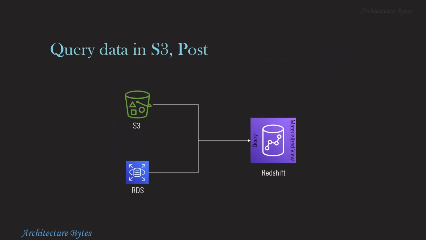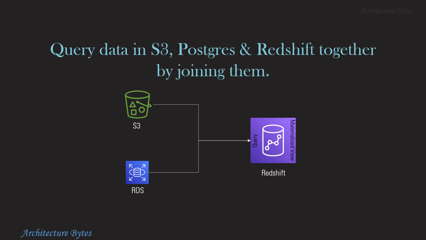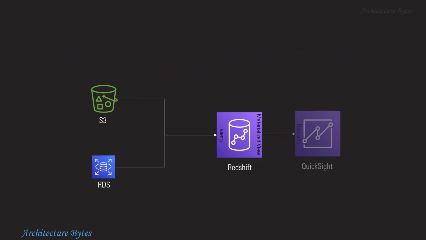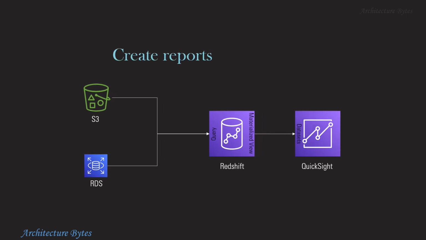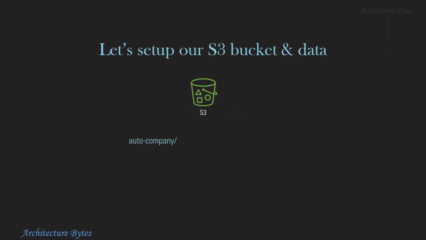Then we query data in S3, Postgres, and Redshift together by joining them. And finally, we will create our reports in QuickSight by fetching data from these data sources. To begin with, let's set up our S3 bucket and data.